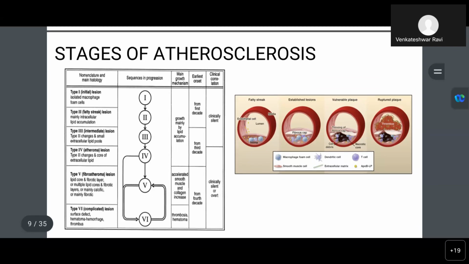Regarding the clinical correlation, the first three stages are clinically silent, whereas type 4, type 5 and type 6 may be clinically silent or overt.